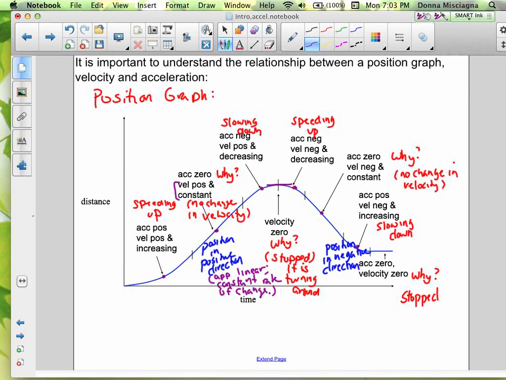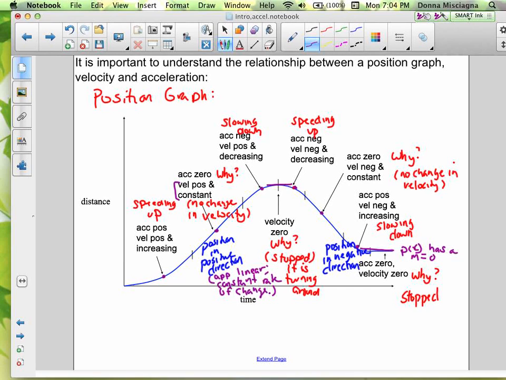All right, so here, this whole section here, there's no change in position now, right? Because our position function, we'll call it P of t again. P of t here has a constant slope. Excuse me, well, it's a constant slope, but the slope is 0. So P of t there has a slope of 0, right? That means your velocity is 0. Your acceleration is 0. And why is that?